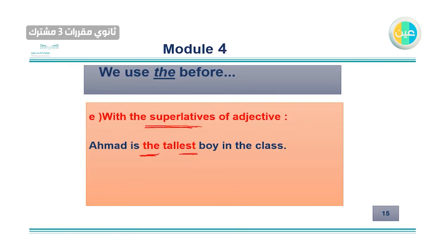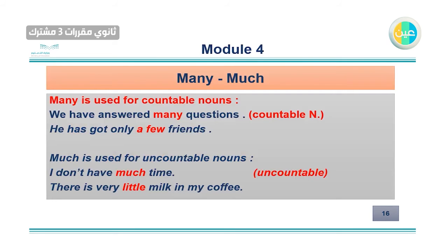Let's talk about determiners: many, much, and the other words or nouns. Many, much, what's the difference between them? Many is used for countable nouns. This is the first thing, okay, for countable. Many or a few: we say many or a few for countable nouns.